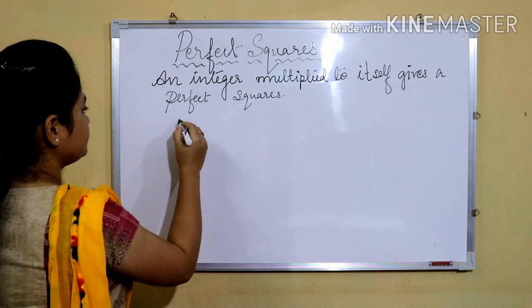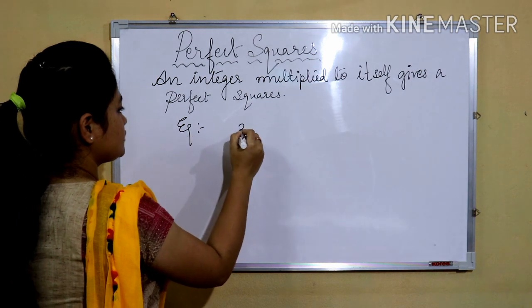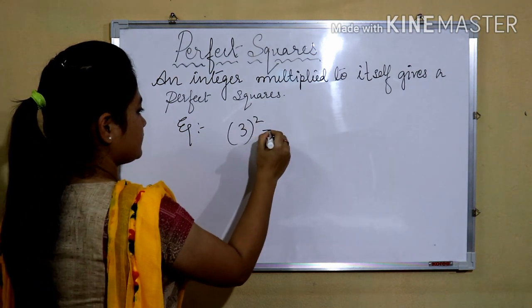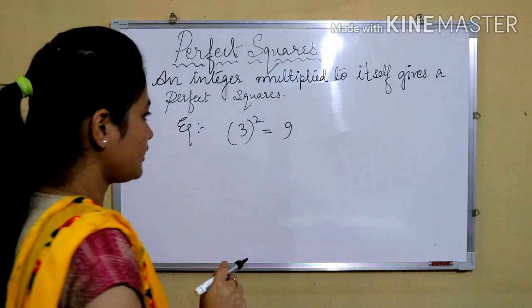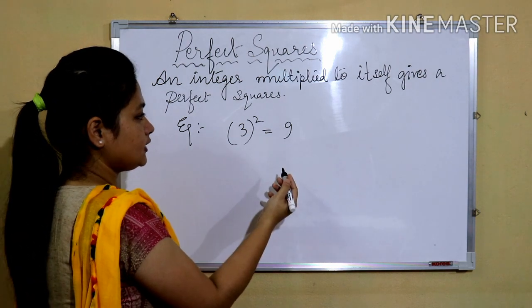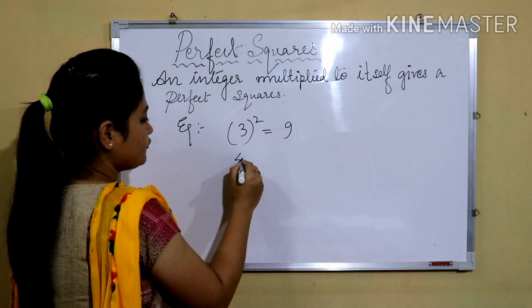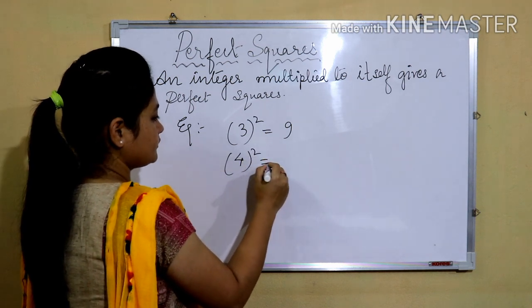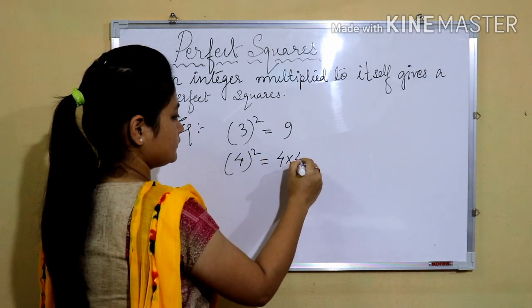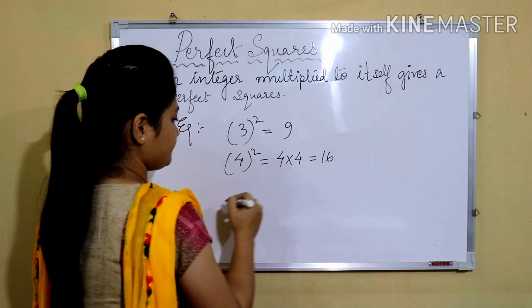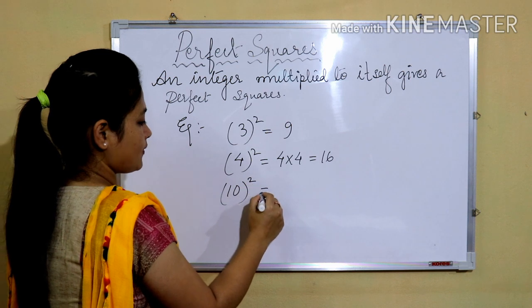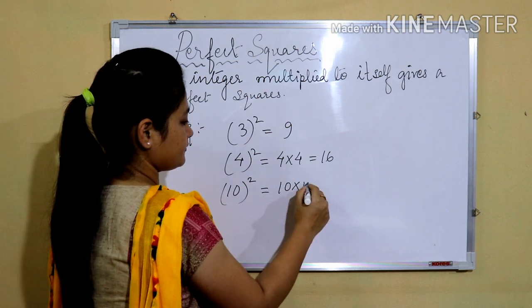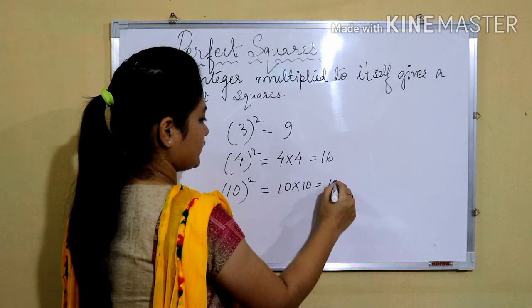For example, 3 square gives us 9. 3 square, that means 3 into 3 gives us 9. 4 square, 4 into 4, 16. Let us take some more numbers. 10 square, that means 10 into 10, 100.